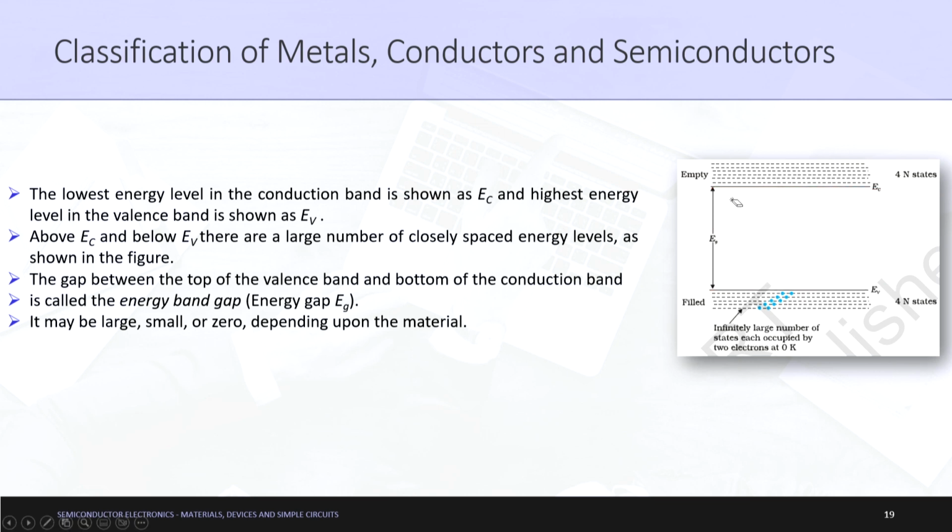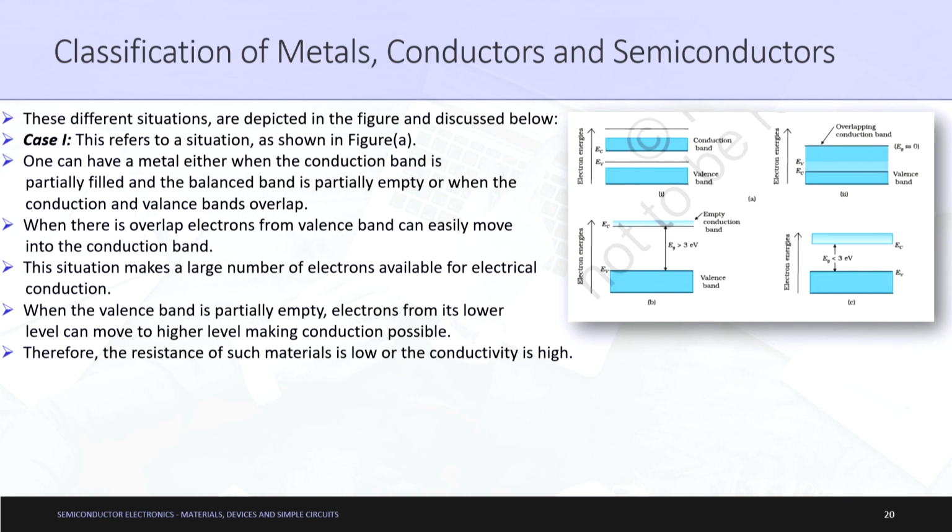It may be large, small or 0 depending upon the material. Till now, this much is our understanding. When it is very large, those are insulators. When it is 0 or very close to 0, those are metals, and when it is small, those are called semiconductors. So, this is the classification of insulators, metals and semiconductors.